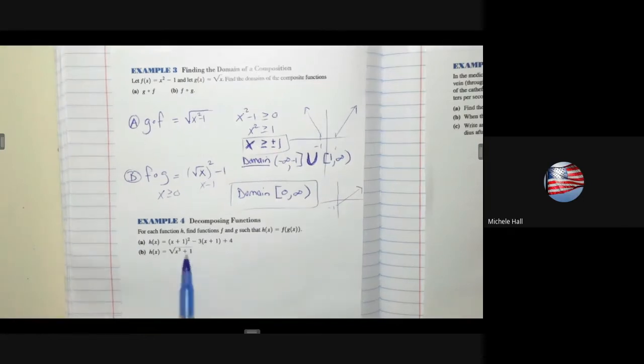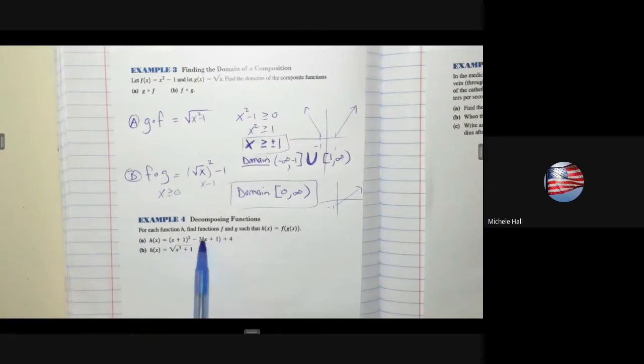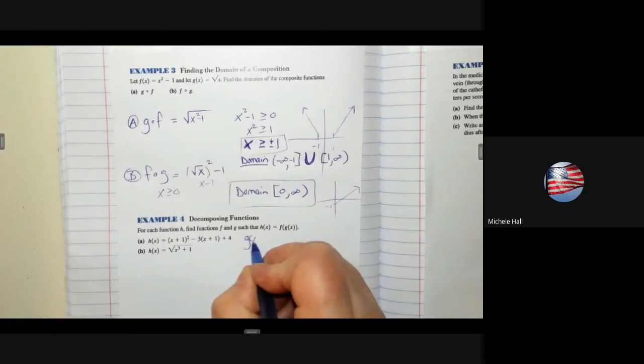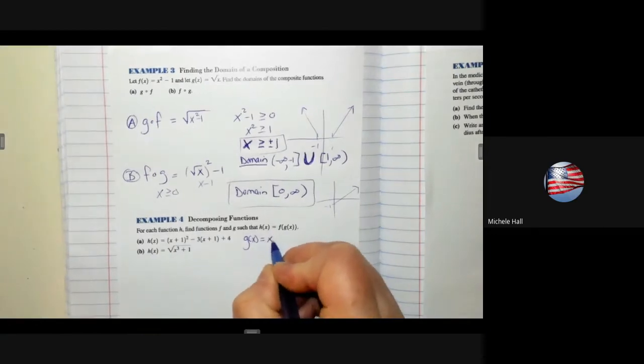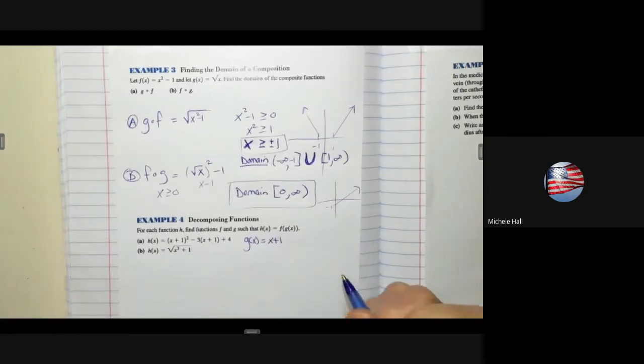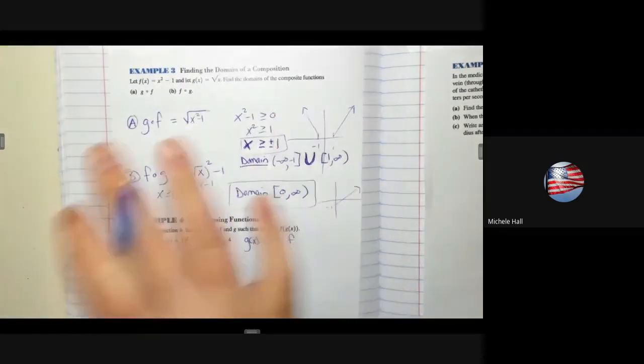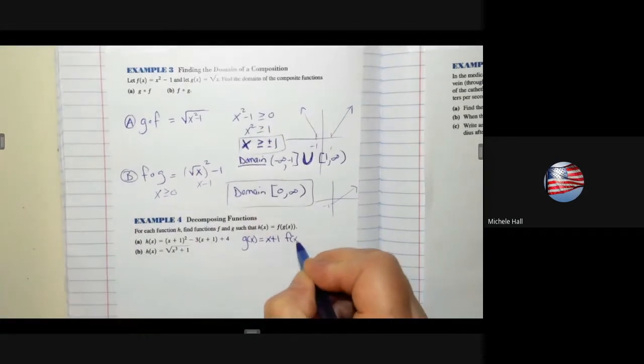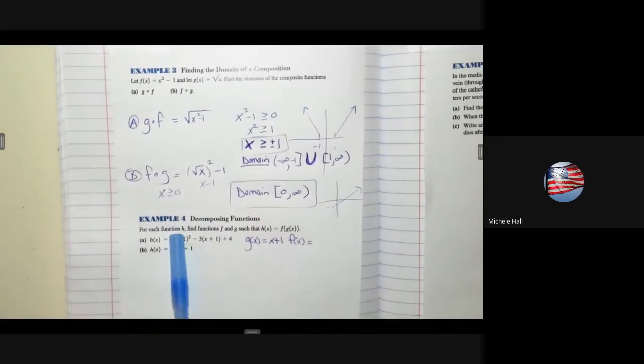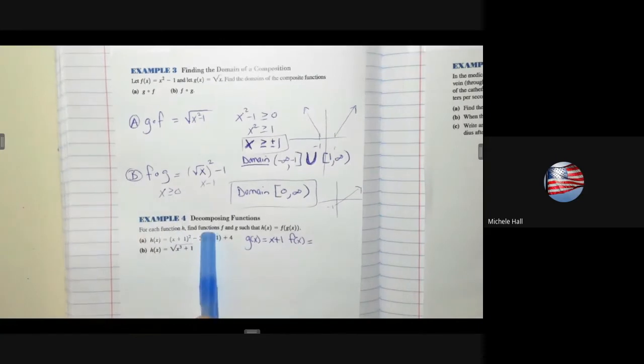Okay. What do we see here? We see that x plus 1 was substituted in to the main function. So x plus 1 would be g of x. We got g of x equals x plus 1. And then f of x would be, this would be an x, so x squared minus 3x plus 4.